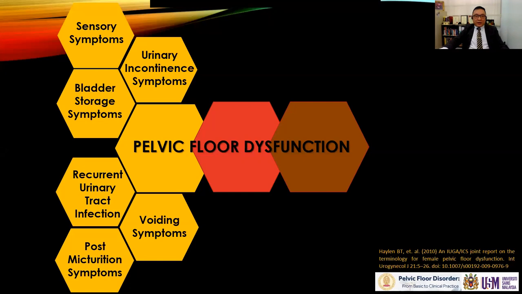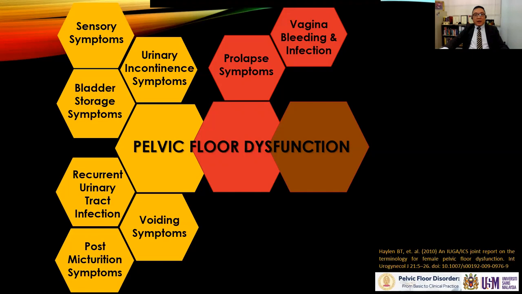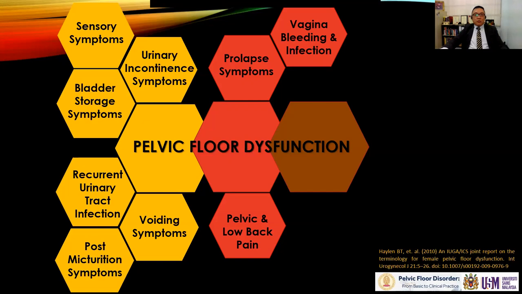As the prolapse worsens, the lady will come to you with a sensation of vaginal bulging. They can get pelvic pressure, and as the prolapse worsens, it will lead to bleeding and repeated vaginal infection and sometimes cervical bleeding as well. As the prolapse of the vaginal vault or the urethra or the uterus is severe, it stretches the puborectalis, stretches the levator ani, and leads to chronic pelvic and low back pain.